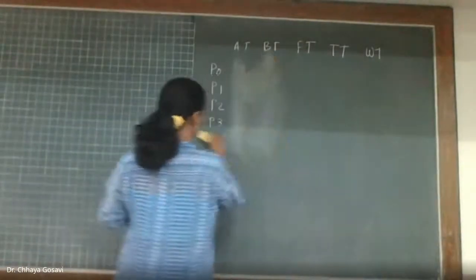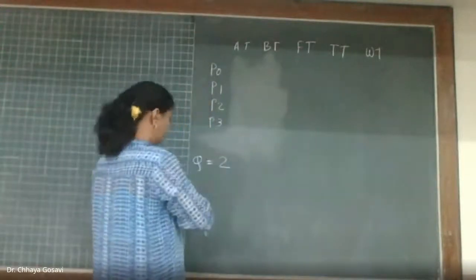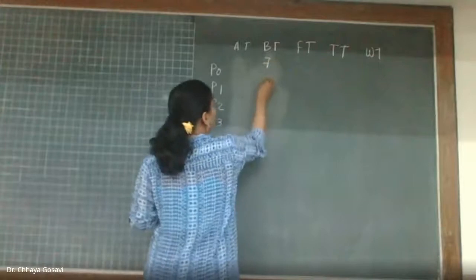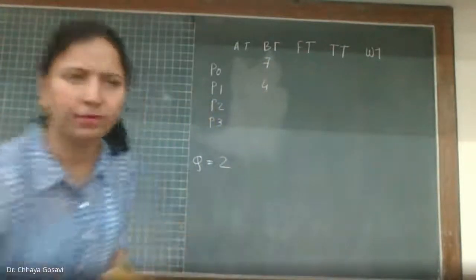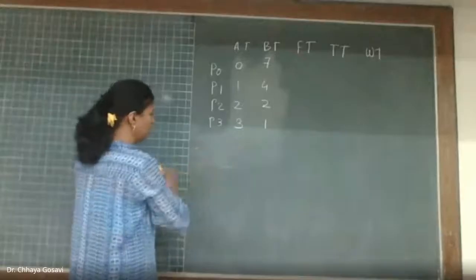What was that example? 7, 4, 2, 1. So quantum is 2.